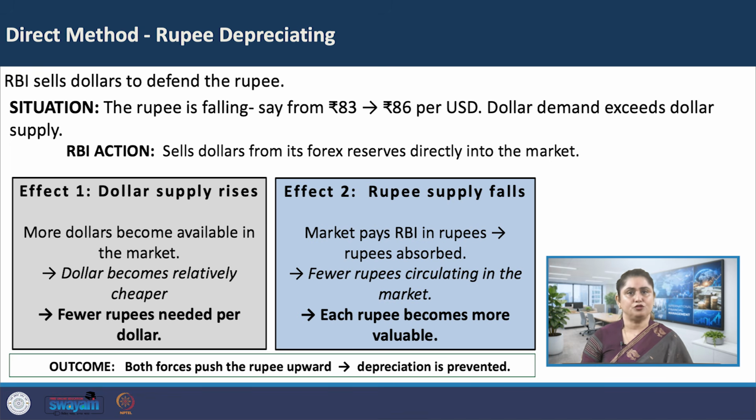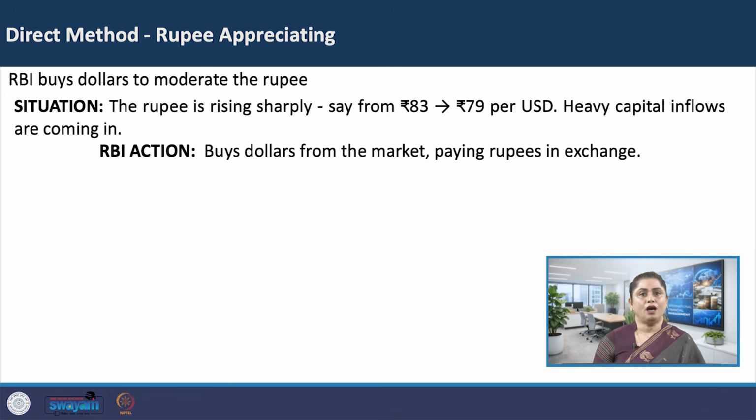At the same time, to purchase these dollars from the RBI, market participants must pay in rupees. Those rupees come back to the RBI. Rupee supply in the market decreases. Fewer rupees in the market means each rupee becomes more valuable. So two things happen simultaneously. Dollar supply goes up and rupee supply goes down. Both push the rupee upward. The depreciation is stopped.